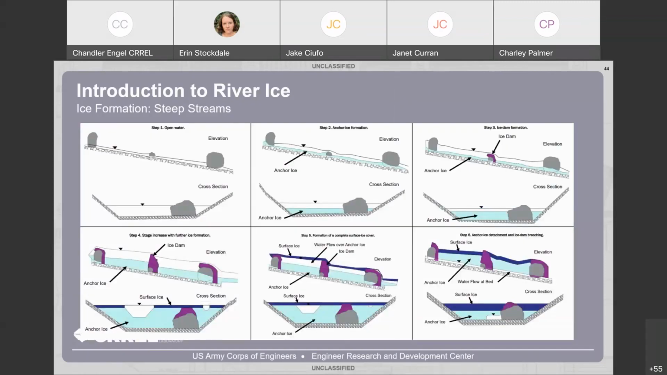So these figures here show a possible progression of ice. Obviously, every case is different. Every site's a little bit different. But this shows a possible progression of ice in a steep mountain stream. And this is actually taken from a report on Ship Creek in Anchorage on JBER.